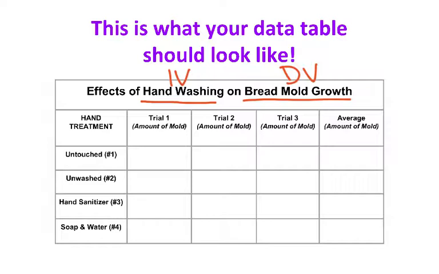So you'll notice that my units don't say grams or centimeters. My units is just amount of mold, and that's because we're going to be using a scale to rate the mold on our bread. All right, so go back to slide 35 in your INB. Make sure that your data table looks like this, so you have a place to collect your data when it is time to do so at the end of the bread mold lab.